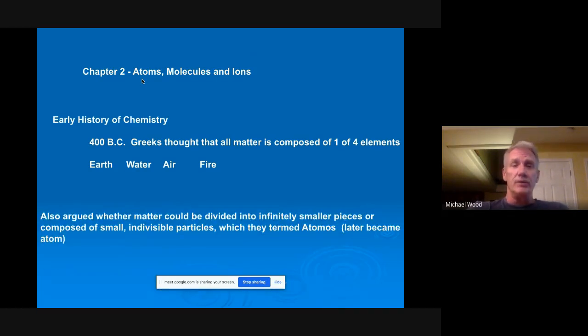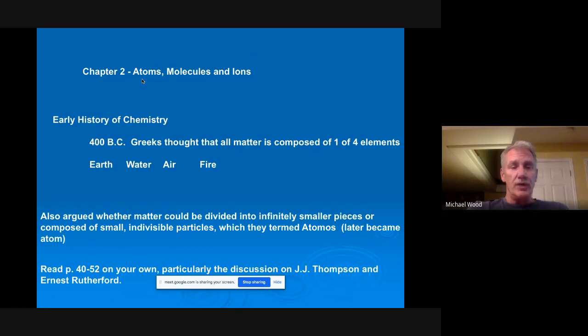They also argued whether matter could be divided into infinitely smaller pieces or composed of small, indivisible particles, which they called atomos, later becoming atoms. So their contribution to the model was that matter is made up of these small indivisible things called an atom, and that's where atomos comes from. And you can go to page 40 to 52, and you can go through all the progression.